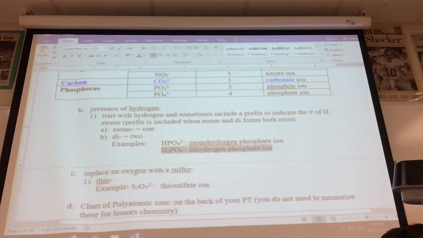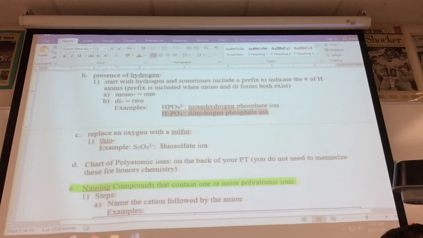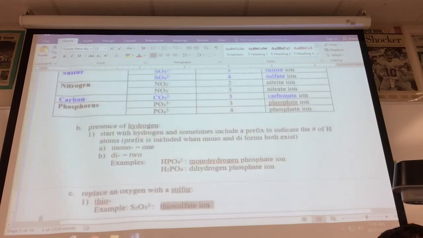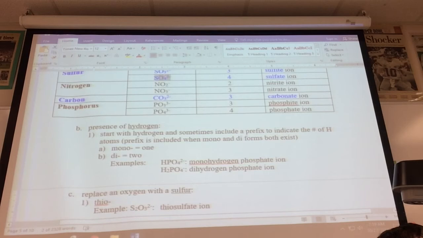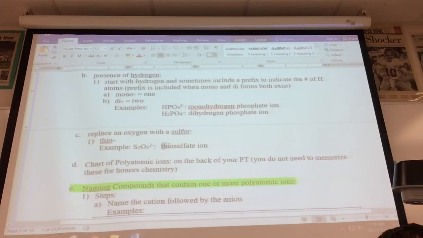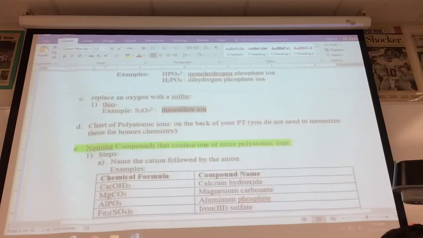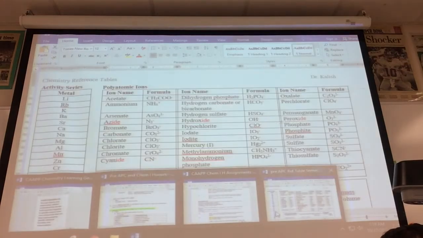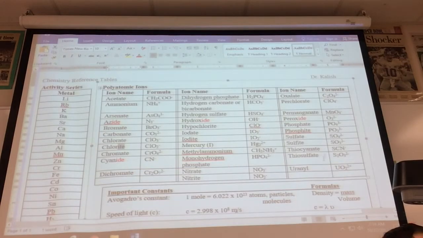If you replace within an oxyanion an oxygen with sulfur, you have a thiosulfate ion. So for example here, if you had sulfate, replace one of the O's with an S. Here's thiosulfate ion. I mentioned this one because you'll be using a solution that contains thiosulfate ions in the lab next week. As I've mentioned a few times, your polyatomic ions are on the back of your periodic table. You don't need to memorize them. They will be there for the taking.